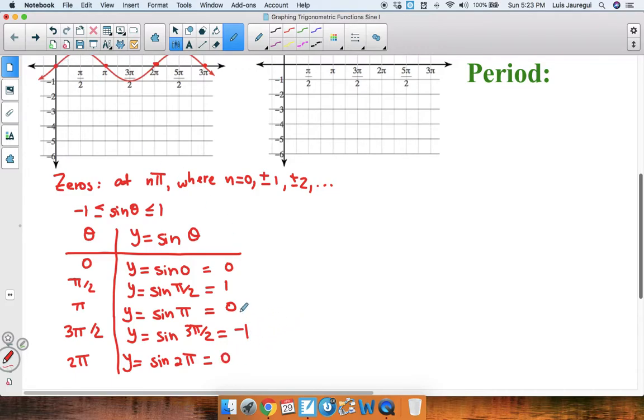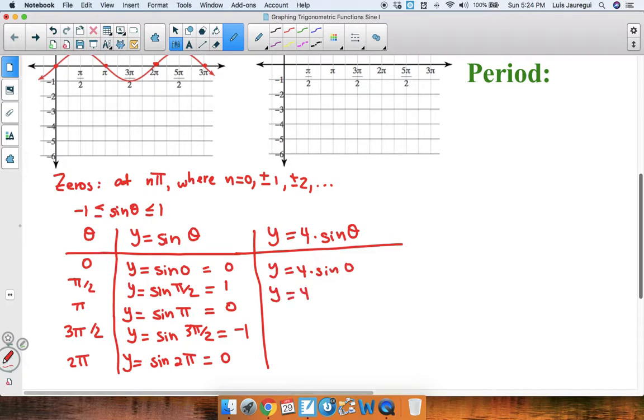Now, we're going to extend this particular table, and we're going to now include y equals 4 times sine of theta, because that's the function we want to graph. So we have y is equal to 4 times sine of 0, for theta being 0. Then we have y is equal to 4 times sine of pi over 2, for theta equals pi over 2. Then we have y equals 4 times sine of pi. Y equals 4 times sine of 3 pi over 2. And y equals 4 times sine of 2 pi.